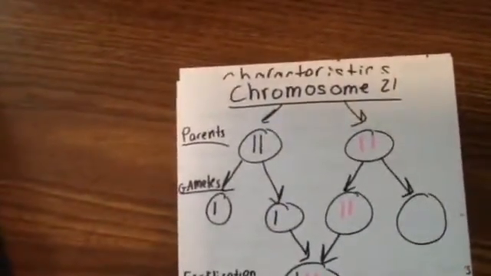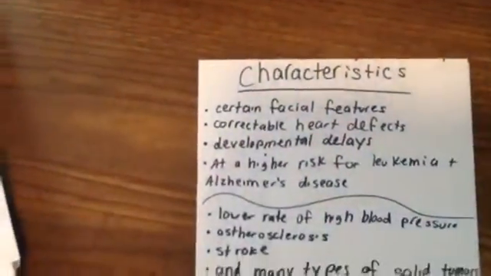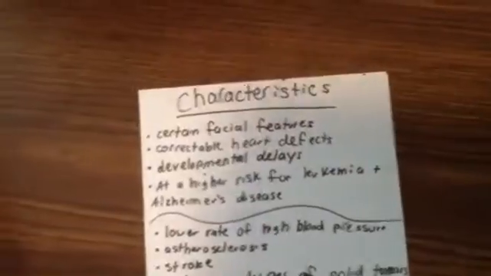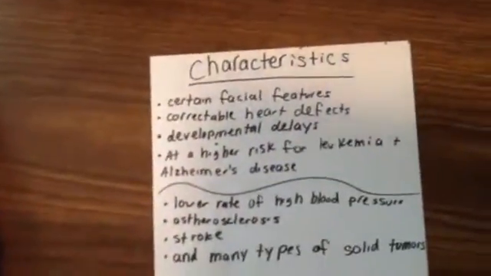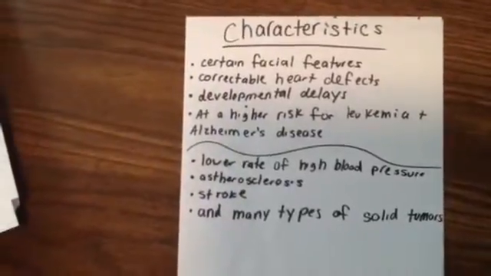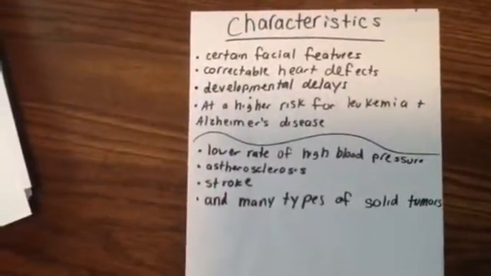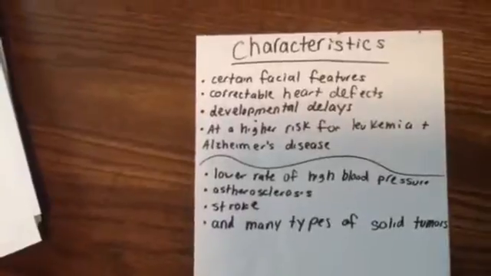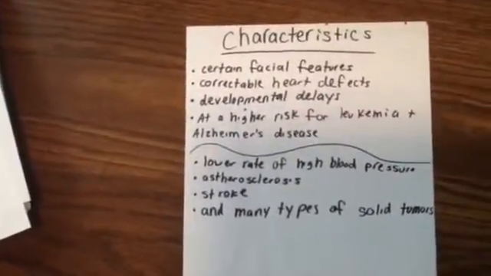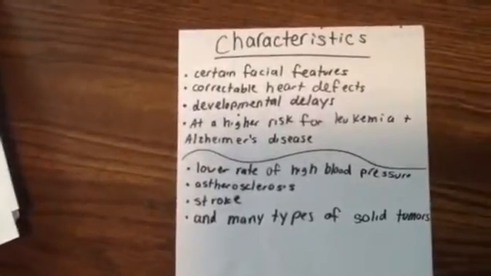People with Down syndrome have characteristics such as facial features, short stature, correctable heart defects, and developmental delays. They are also at a higher risk for leukemia and Alzheimer's disease. However, they have a lower rate of high blood pressure, atherosclerosis, stroke, and many types of solid tumors. With proper treatment, they can live to be middle-aged and live a normal life.